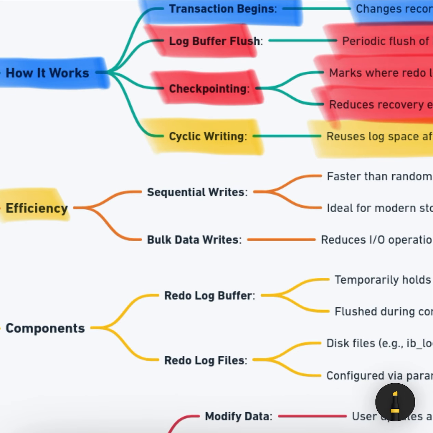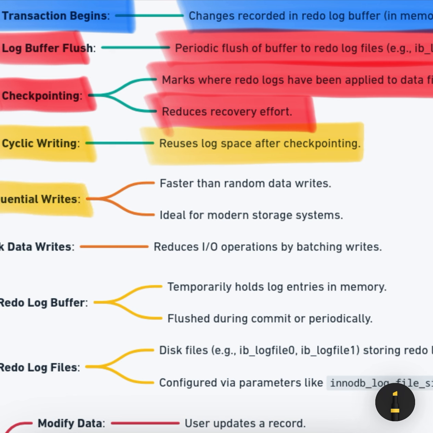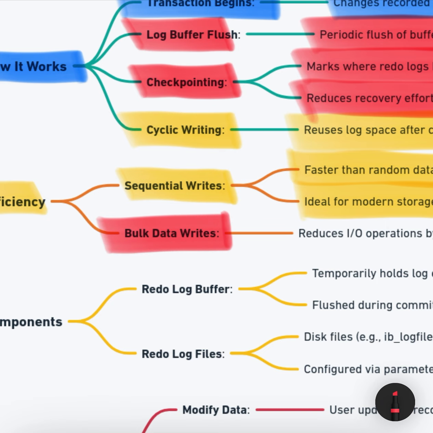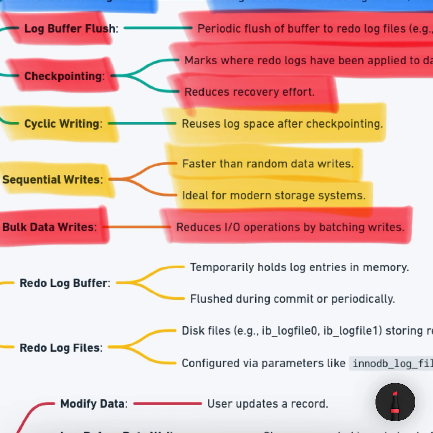4. Why redo logs are efficient. Sequential writes. Instead of random writes, common with data files, redo logs are written sequentially, which is much faster and ideal for modern storage systems. Bulk data writes. Changes are batched and written in groups, minimizing disk I/O and boosting performance.